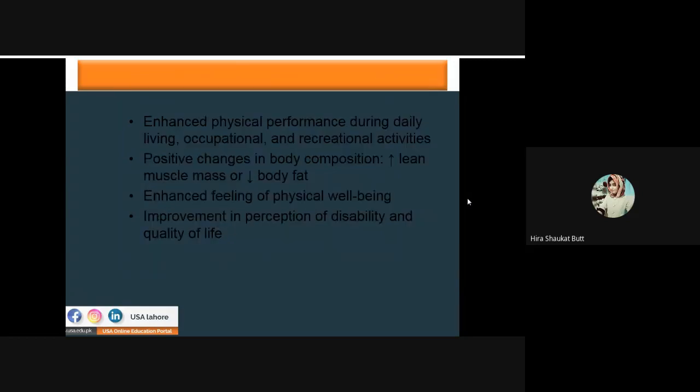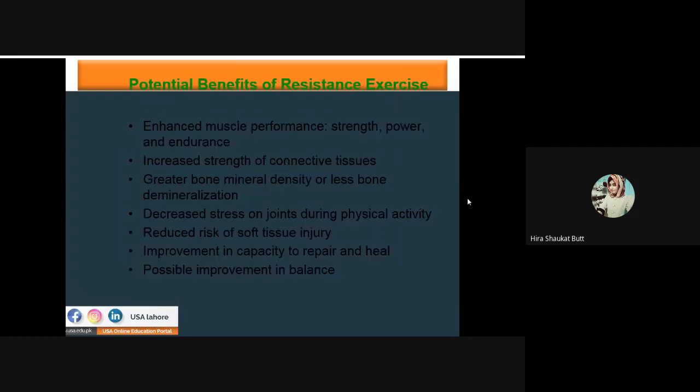Enhanced physical performance during living activities, occupational activities, and recreational activities. Positive changes in body composition: increased lean muscle mass and decreased body fat. It will cause an enhanced feeling of physical well-being. It will improve the perception of disability and quality of life. So these are a lot of positive benefits of resisted exercises.